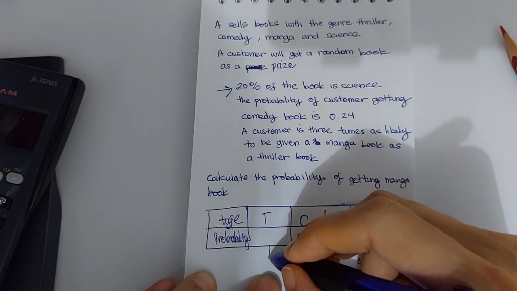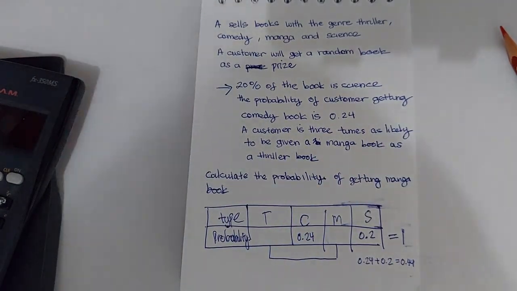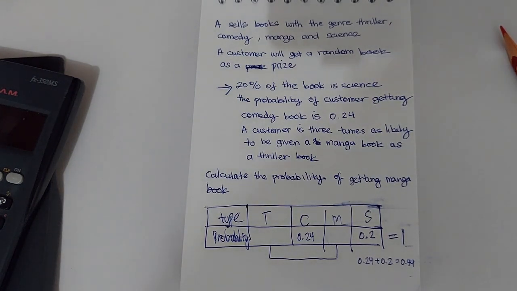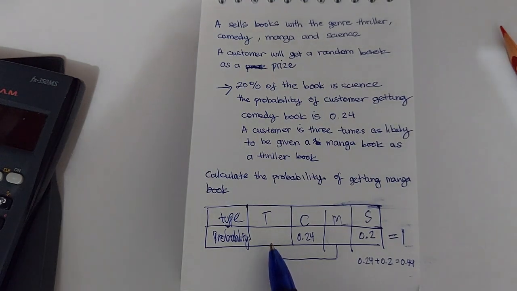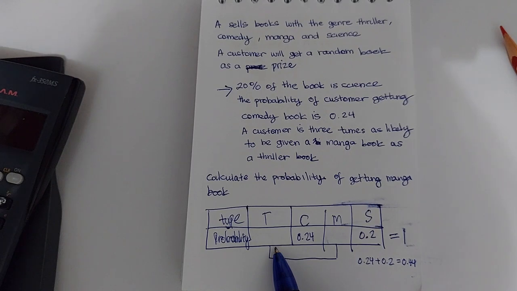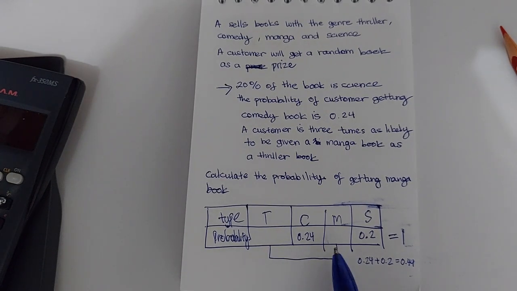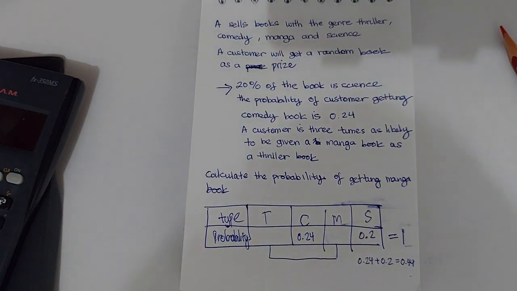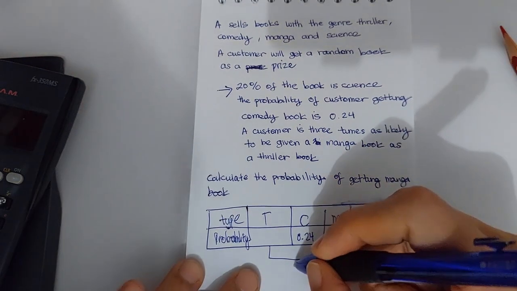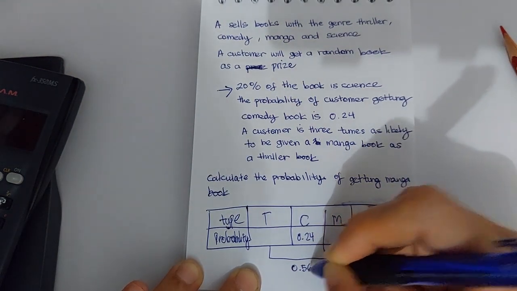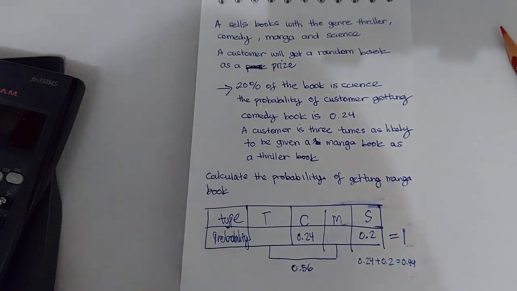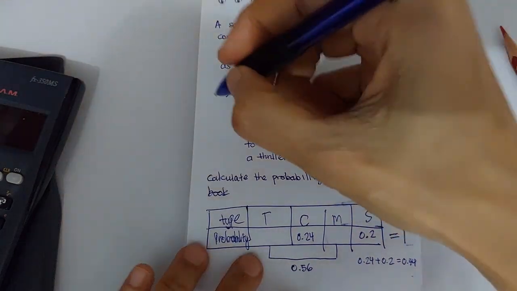So the remaining, the total of this one, will be what? 1 minus 0.44, not 44, but 0.44. So the total of the probability for the thriller and the manga is what? 1 minus 0.44. That one would be 0.56, right? The total of this one would be 0.56. So if you add this one with this one, it should be 0.56. Remember that. So I'm done with this one.